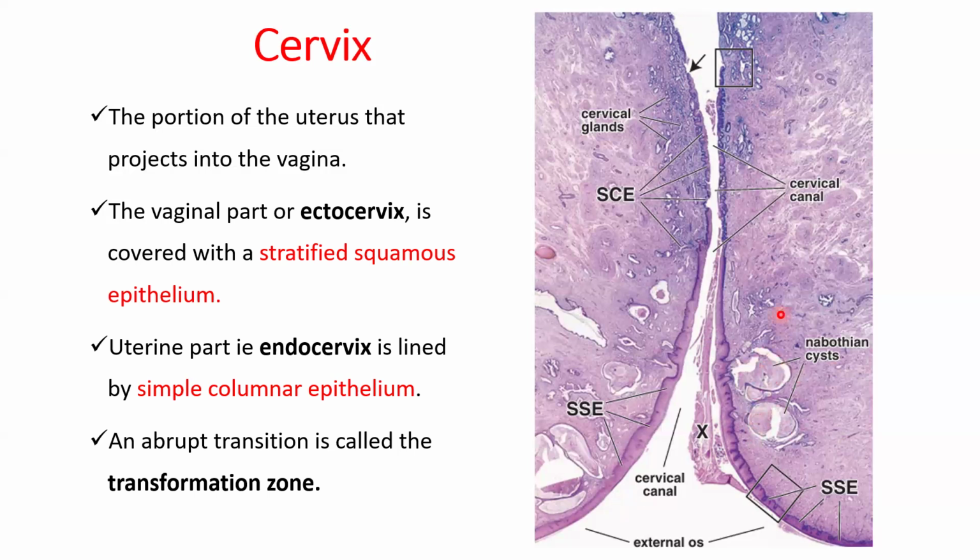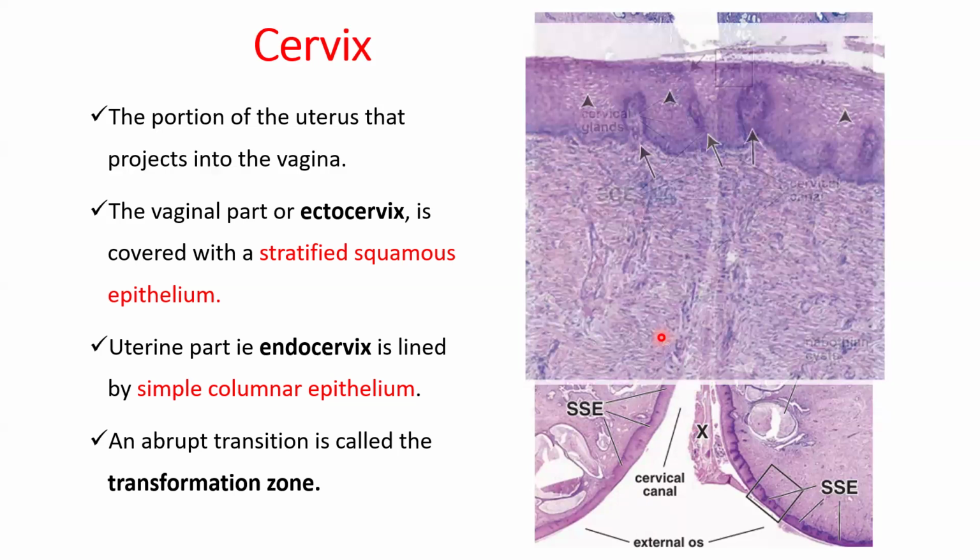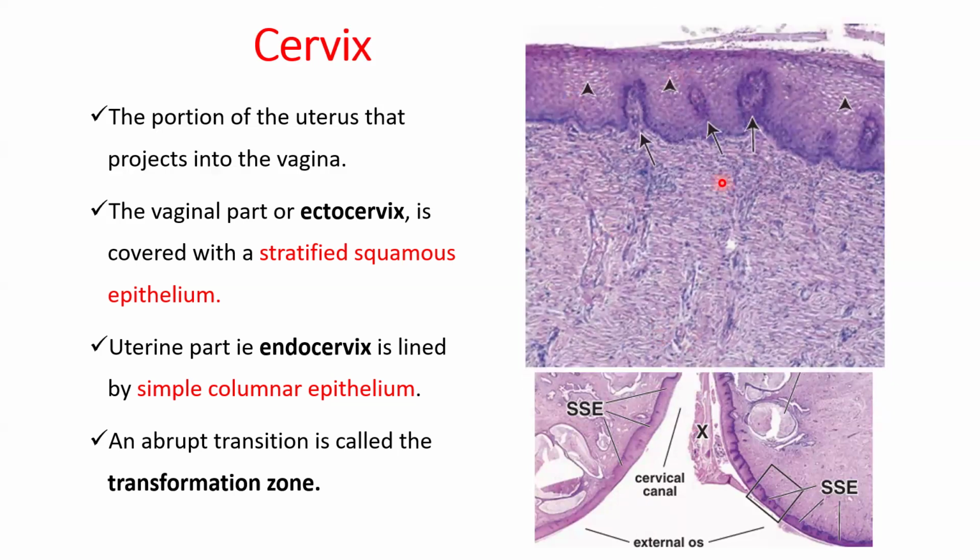These Nabothian cysts are just cervical glands that have been occluded by the mucoid plugs usually produced by the cervix. You can also see the cervical glands that produce mucus to enable closure of the cervix. The ectocervix is here, this is the endocervix, and this is the cervical os. This image shows us the stratified squamous non-keratinized epithelium that is present on the ectocervix.